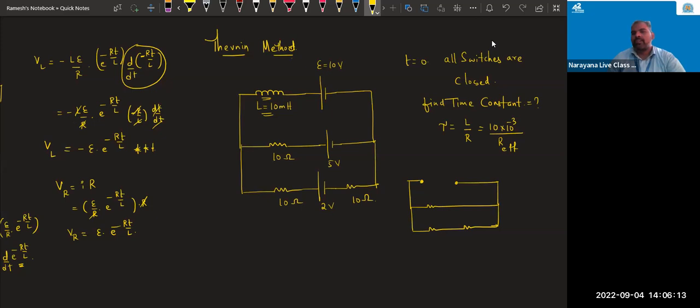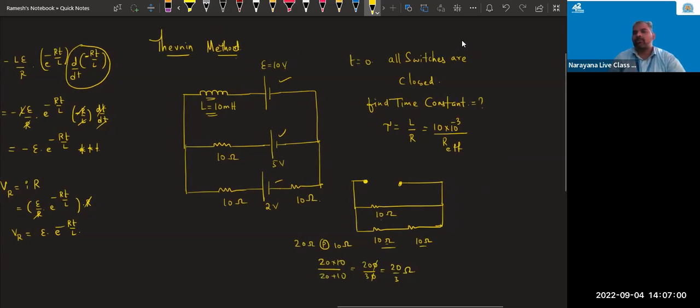Understood? Effective resistance in the sense effective resistance across terminals of inductor only. That's why I removed all the cells. So this is 10 ohm and this is 10 ohm. This is 10 ohm. 10 ohm and 10 ohm in which combo? Series. And so 20 and 10 ohm in which combo? Parallel. But net resistance, tell me. R1 R2 by R1 plus R2. It's 20 into 10 divided by 20 plus 10. So 200 whole divided by 30. 0 cancels out. So 20 by 3 ohm.